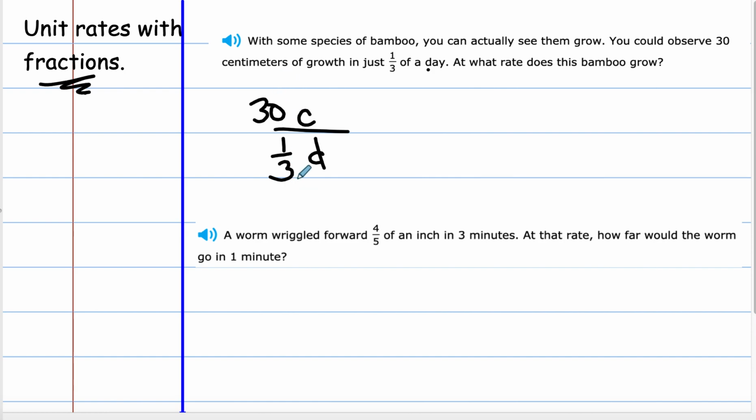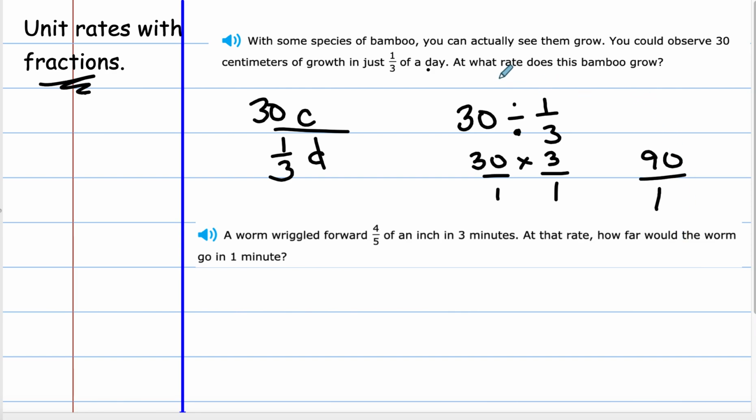We just see this as weird, so we could write this way too. 30 centimeters divided by 1/3. Use your concept of fractions. Keep, switch, flip. So we would just multiply the tops. 30 times 3 is 90 over 1. Or what is the rate the bamboo would grow? It would be 90 centimeters per the 1 day, because we still have those labels, per day. Let's do one more, and then I'm going to have you try some on your own.